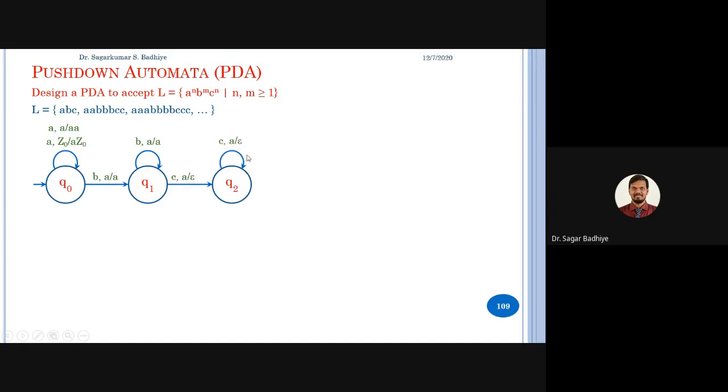So if C is there, A on the stack, we'll pop A, right? At the end, you should get a configuration, that is, you have read the complete string, so epsilon will be the input, and on the top of the stack you should get z0. So if epsilon is the input and z0 is on the stack, then we'll keep z0 as it is and move to a final state. So this will accept the string of the type A power n, B power m, C power n, such that n and m are greater than equals to 1. Is it clear?